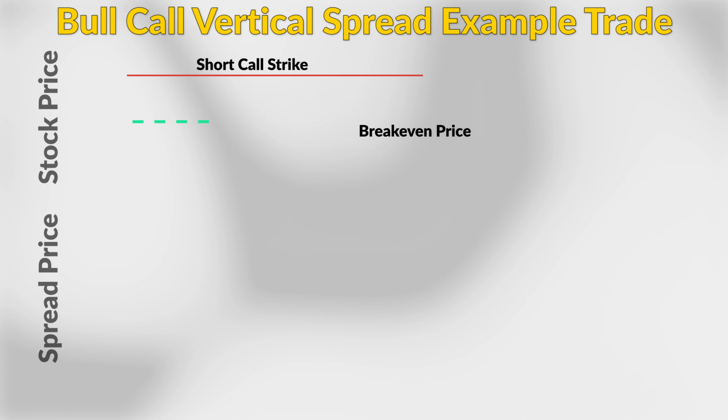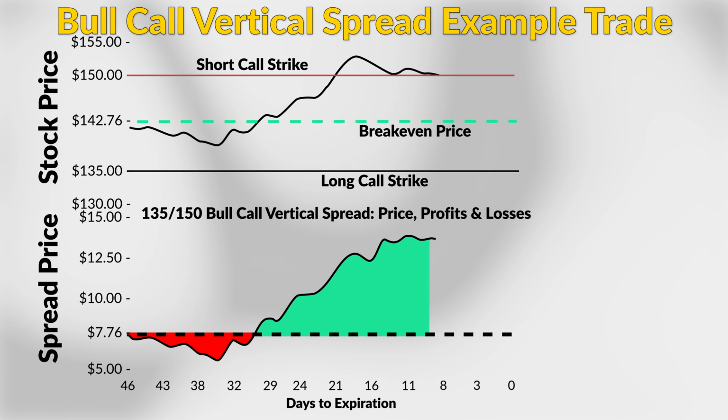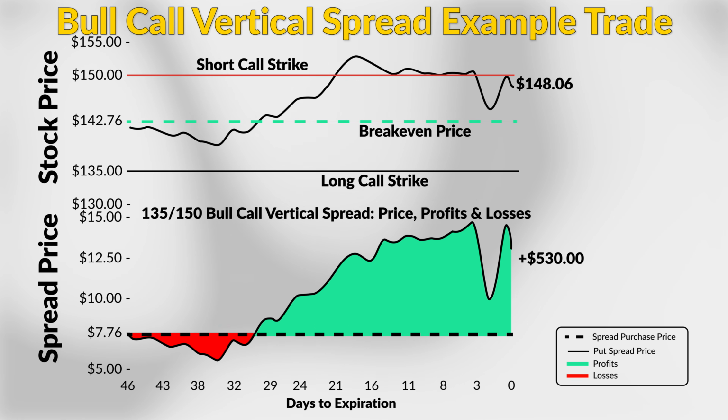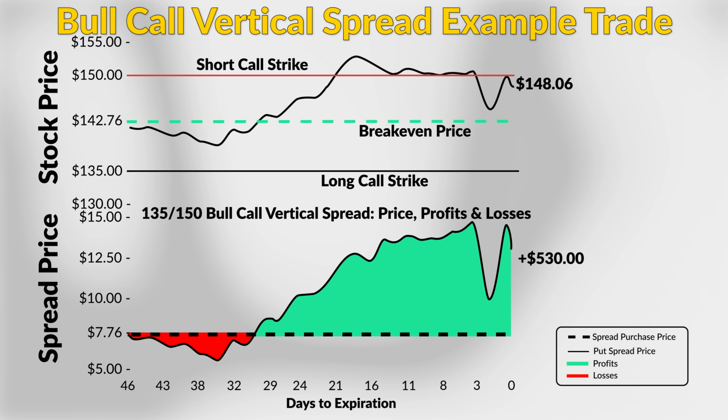But how did this strategy actually perform as the stock price changed over time? Let's take a look. On the top portion of this graph, we have the changes in the stock price relative to the strike prices of this call spread. And on the bottom portion of the graph, we're looking at the actual changes in the spread's value as the stock price changed. In the first few days of the trade, the stock price drifted lower, which caused the call spread to lose value. If the spread price declines from the price you pay for it, you'll have an unrealized loss.